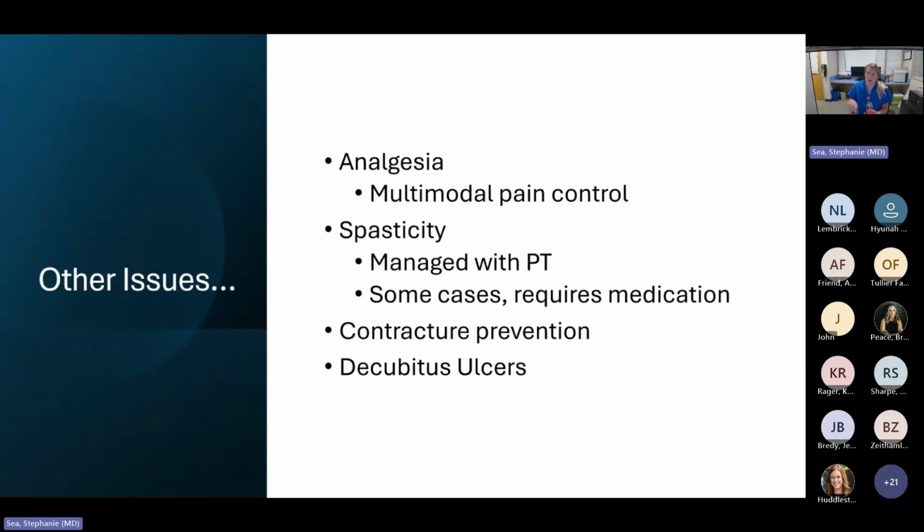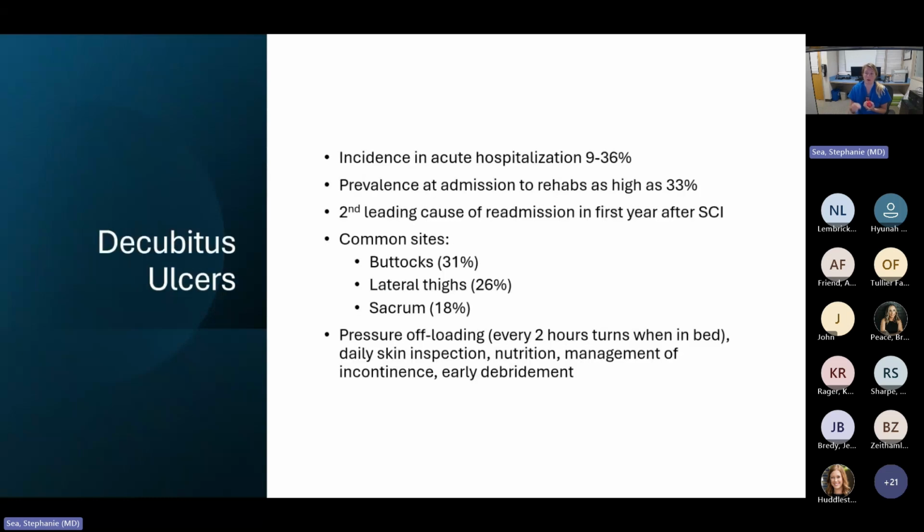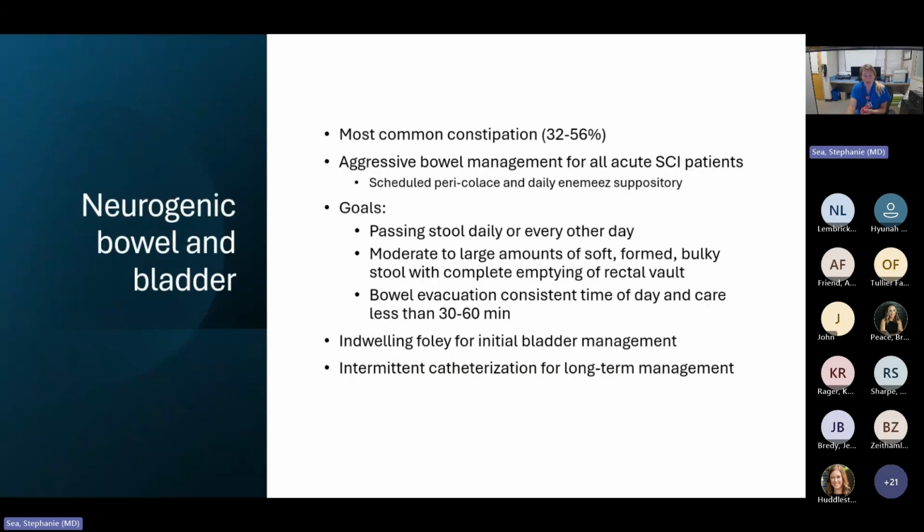Other issues that always pop up: analgesia is always an issue. So these guys are often on multimodal pain control, Tylenol, gabapentin. Spasticity becomes a problem. This is often managed with physical therapy, but sometimes needs medication. So baclofen is a very common drug that we see in these patients. Contracture prevention, so multipodus boots, decubitus ulcers. So are we pressure offloading, moving them every 2 hours in bed, doing daily skin inspections, because these have very high morbidity and rehospitalization rates.